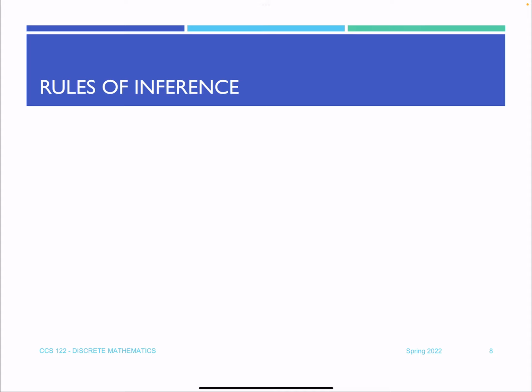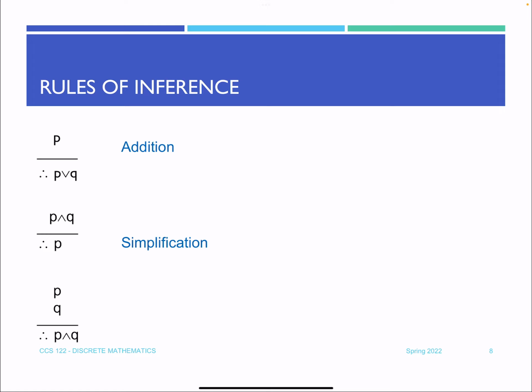Here are some of the rules of inference that we will be using in some of the examples coming up. There's addition. If P is true, therefore P or Q must also be true. Here's another one. If P and Q is true, therefore P must be true. It's called simplification. If P is true and Q is true, therefore P and Q must also be true. It's called conjunction. This is familiar to us.